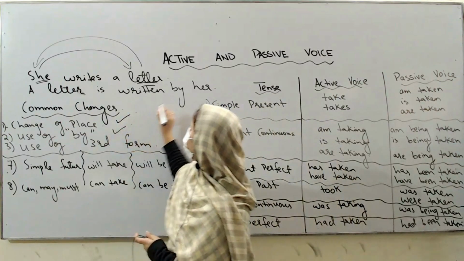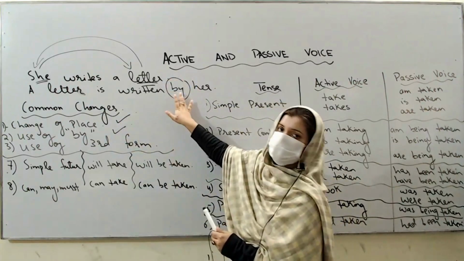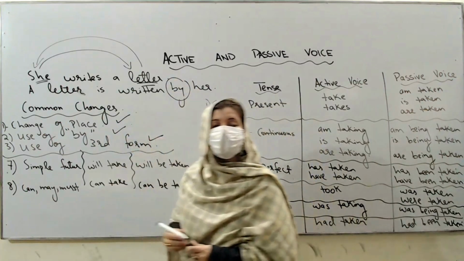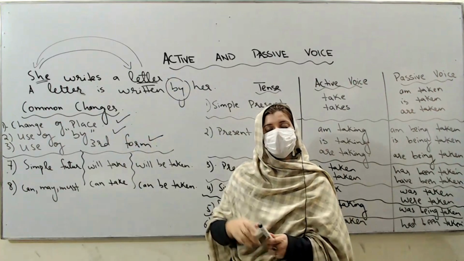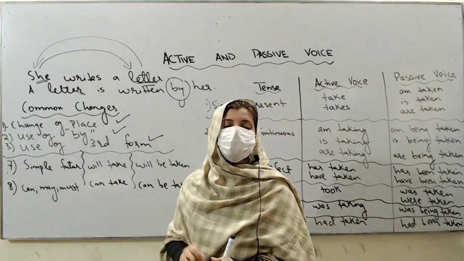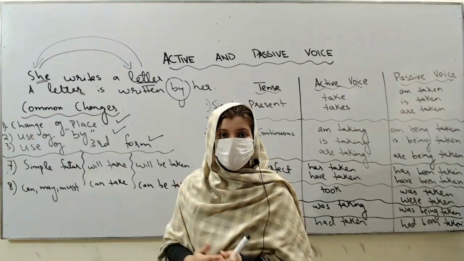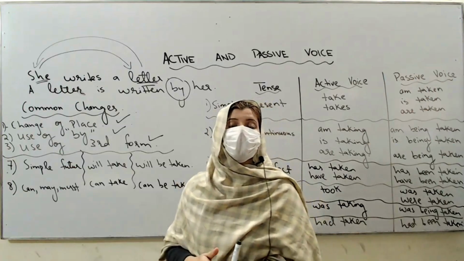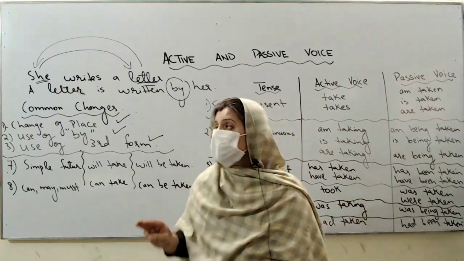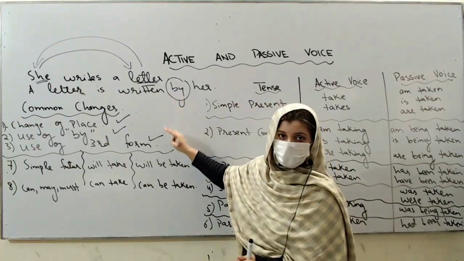Second, use of by. Yes, when you change active into passive voice, you will use by in the passive voice, right? And the third is what? Yes, remember one thing. In passive voice, there will always be the third form of verb used, whether it is present tense, past tense, or future tense. Whenever you want to change active into passive voice, you will always use the third form of verb. So these are three common changes from active to passive voice.